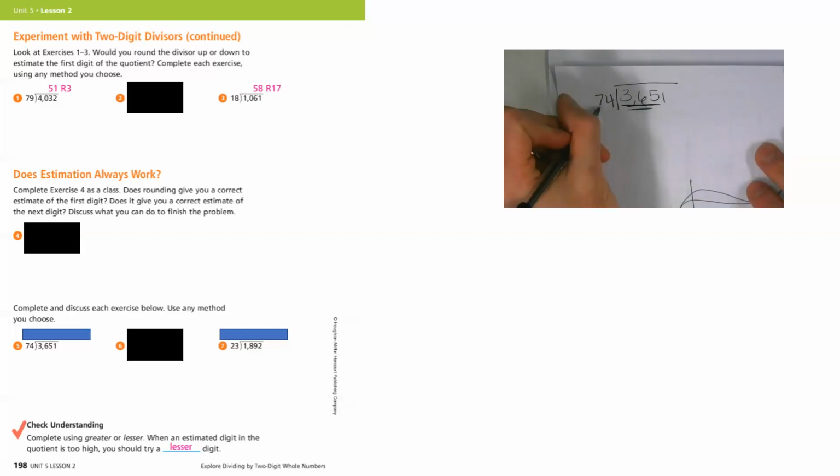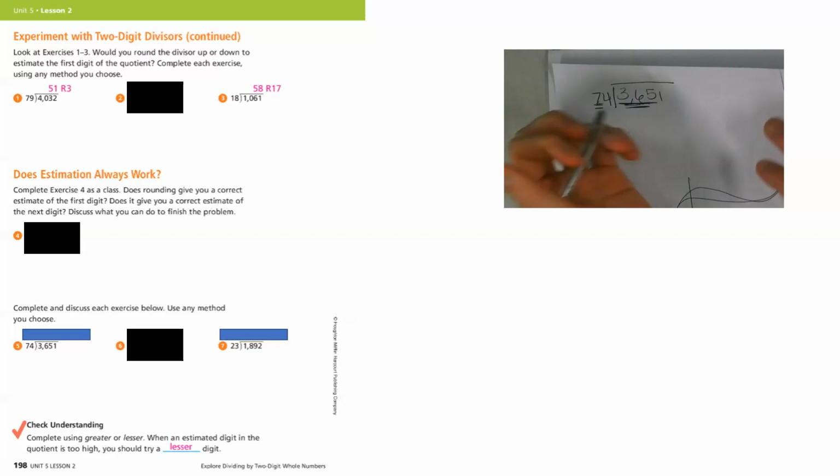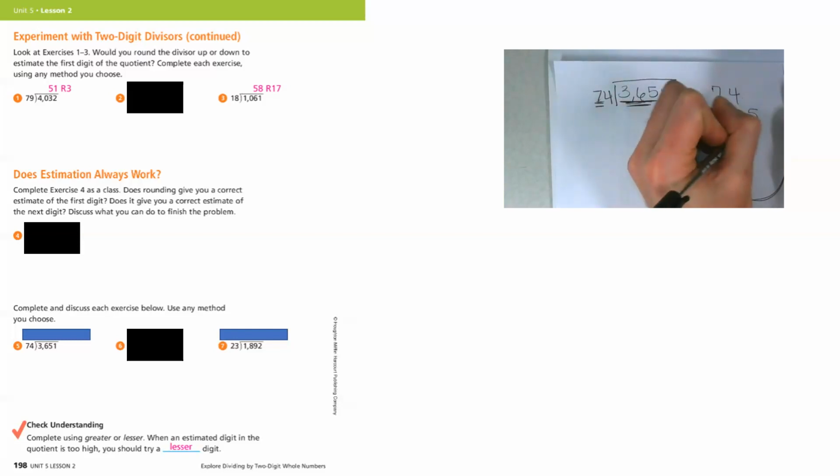Well, my guess is 5, because another way to guess is you ignore a digit. So this would be 7, and this would be 36. And if you ignore a digit, usually that same number works for the other one. And 7 times 5 is 35. So my guess is 5. So I'm just real quick going to do 74 times 5 and see how close I come.